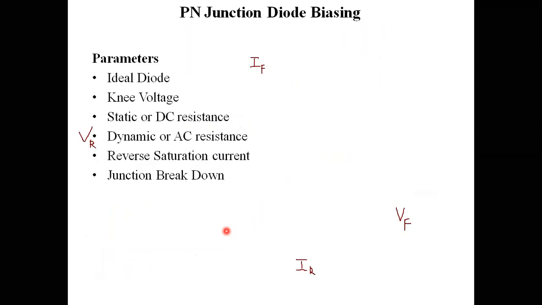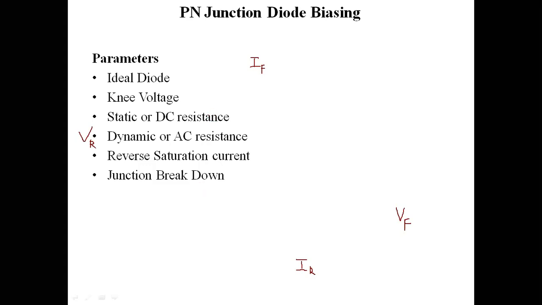And later on, we will see the parameters of the PN junction diode, that is ideal diode, knee voltage, static or DC resistance, dynamic or AC resistance, reverse saturation current, junction breakdown. These are the parameters we are going to derive from the PN junction diode, as well as from the VI characteristics of the PN junction diode.